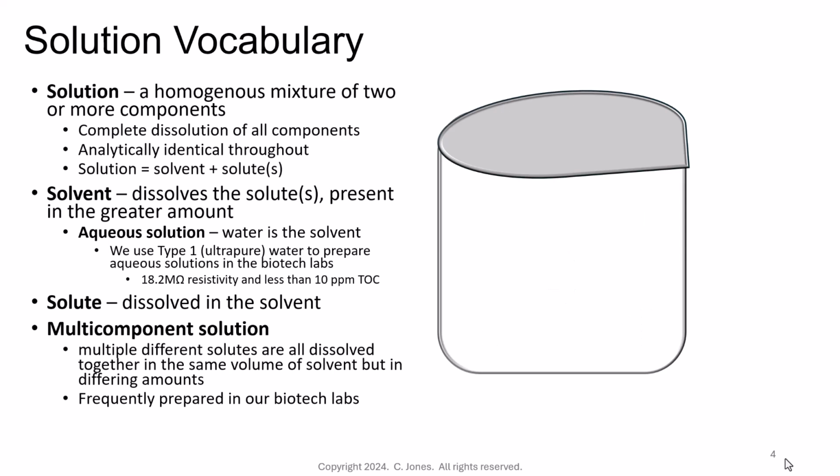A solution then is composed of a solvent plus 1 or more solutes. The solvent dissolves the solutes, and the solvent is what is present in the greater amount. In our examples, because we are a biotechnology program, we are going to focus on aqueous solutions. Other solvents, methanol, hexane, whatever, could be used as a solvent. But in the biochemistry lab, in a biotechnology lab, we generally use aqueous solutions. And an aqueous solution is a solution in which water is the solvent.